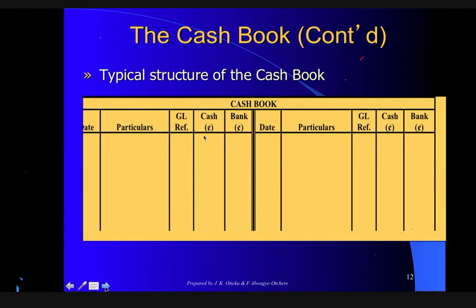So you have the dates, right? Then the particulars. Then what is the reference ID in the general ledger for that particular item you are recording? Was the item a cash item or a bank item? So you see where the thick line is, right? You see the thick line? Yes, please. Okay. Everything on your left is the debit side of the cash book. And everything on the right is the credit side of your cash book. Right. Okay.